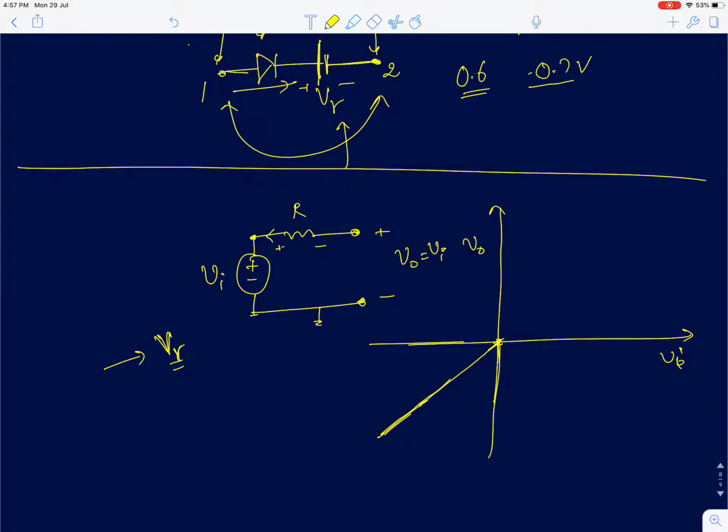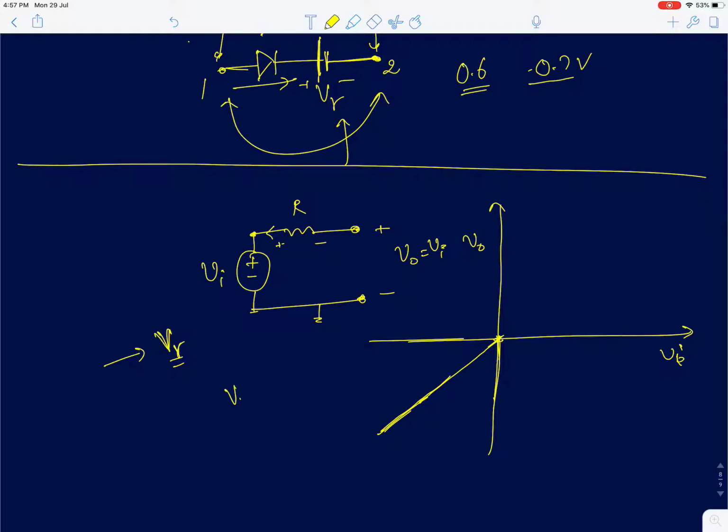Now I will keep on increasing my Vi. I'll first analyze two cases. First we'll assume V gamma is 0, meaning a perfect ideal diode for small currents. If V gamma is 0, then the instant your input voltage is greater than 0, this node voltage will be greater than this node voltage. The diode will start conducting and this will become a short circuit, and your output voltage will simply go to 0.